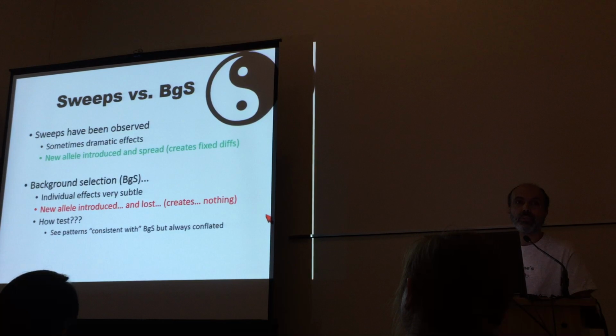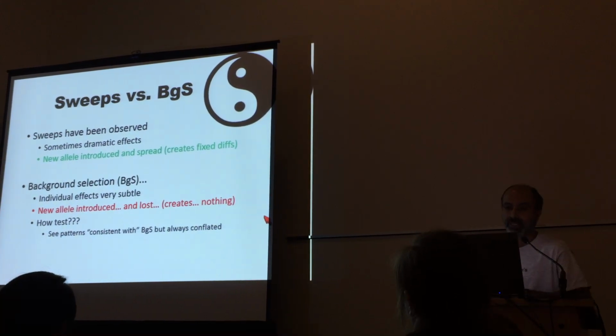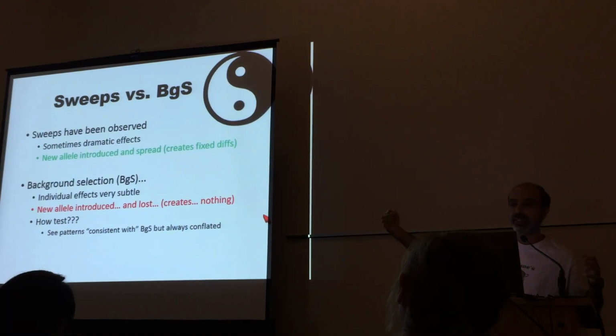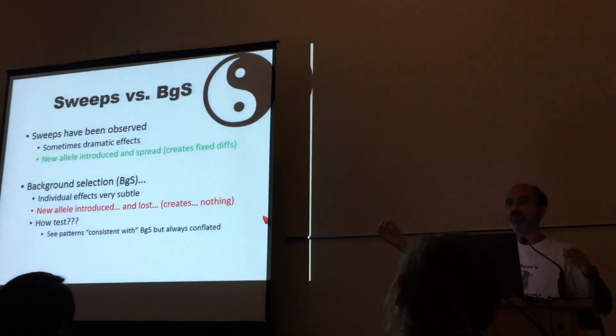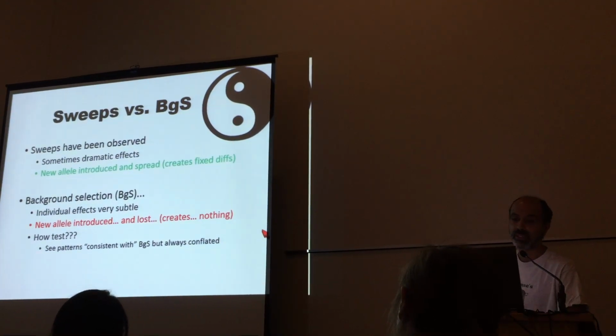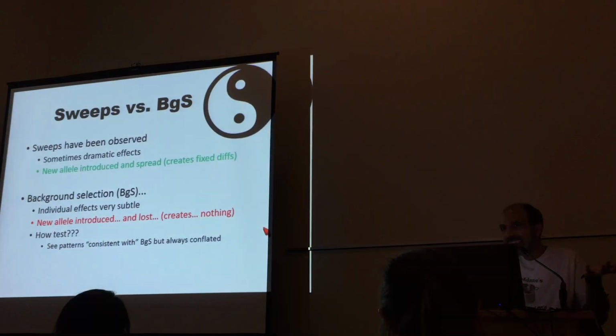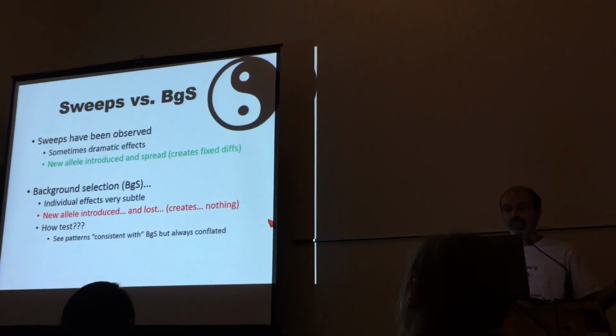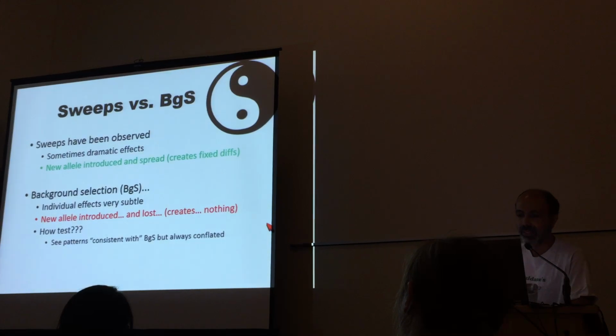Now sweeps have been observed, often because they have dramatic effects. With a classic hard sweep, you're introducing a new allele, and it spreads. And after it spreads, you're creating a fixed difference, either relative to other species or possibly relative to other populations within species. With background selection, it's a lot more subtle. Right? You have these new variants introduced, and then they're eliminated, and it doesn't really create anything. So how do you test it?